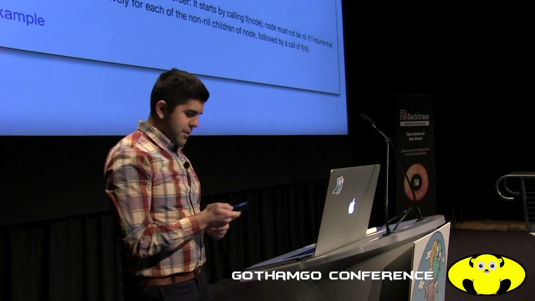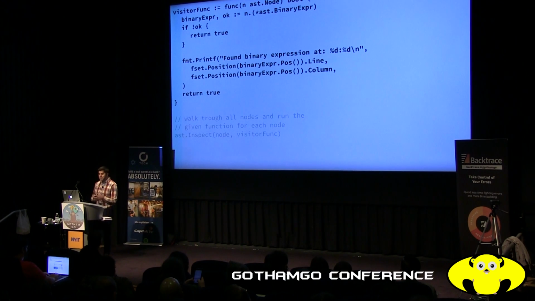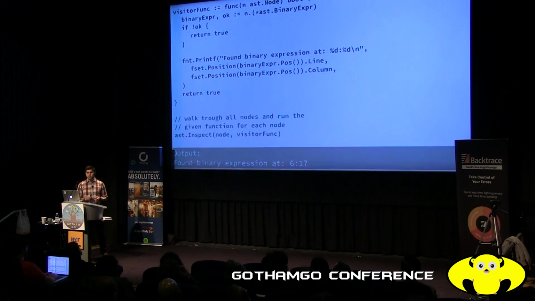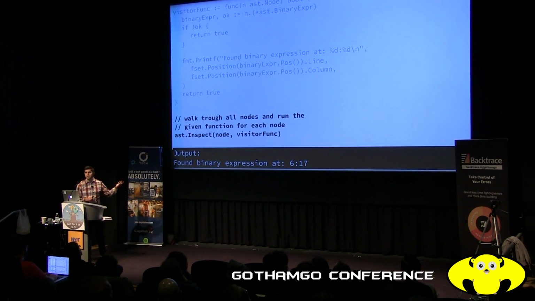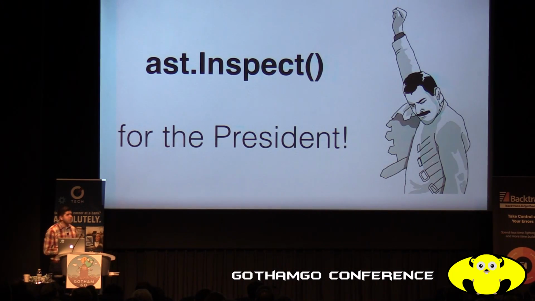And this is how we then implement our previous example with AST inspect. We are going to write a visitor function, and we are going to say, hey, every time you visit a node, check if it's a binary expression. If yes, please print it to the output. So that's it. And here we see that it's on line 6 and column 17. So I really like AST inspect. It's a really cool tool if you're trying to traverse the AST.